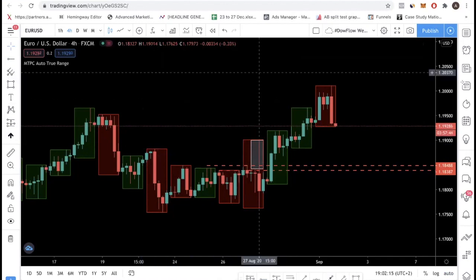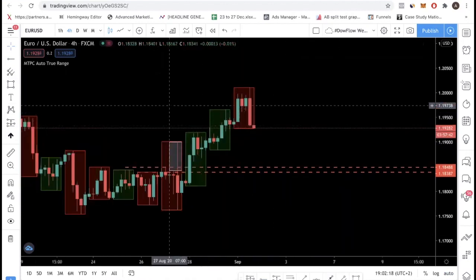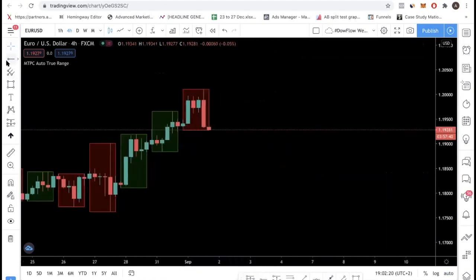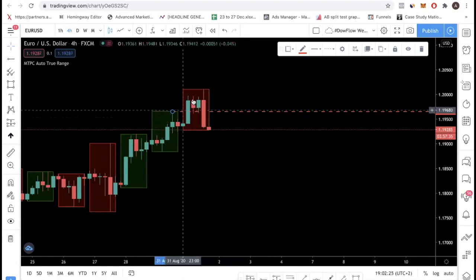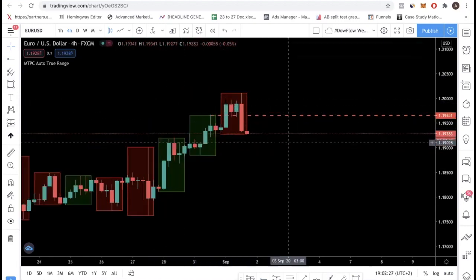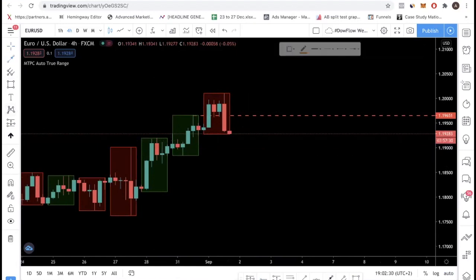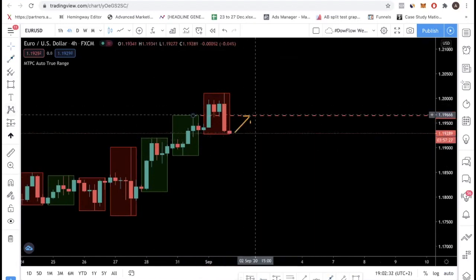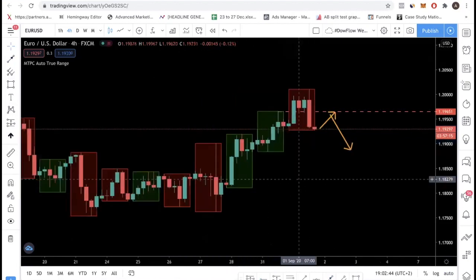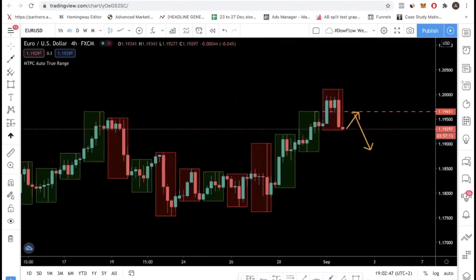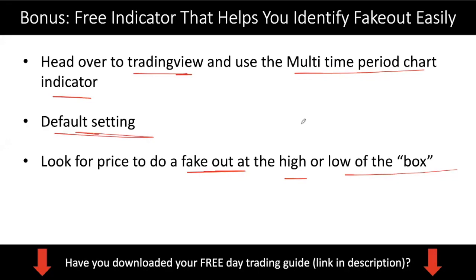So what you can do, let's say in this case over here, you see that there's a fake out of this high. Very, very prominent fake out, close above and then break below. What you can do is wait for a pullback to this level and look for some form of candlestick pattern to short it down. So this is another way that you can trade the fake out. Hopefully that is clear. If you have any other questions, or something is not clear, just let us know, because we want to help.